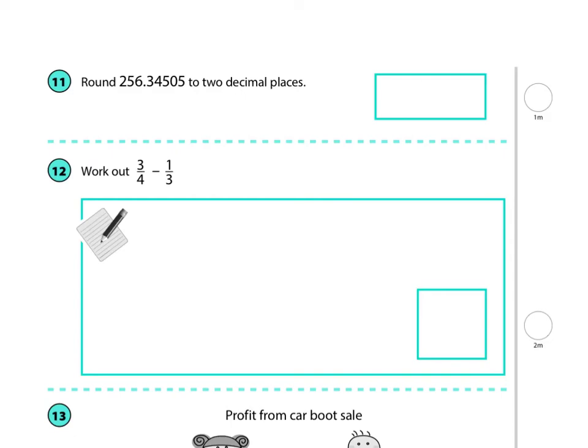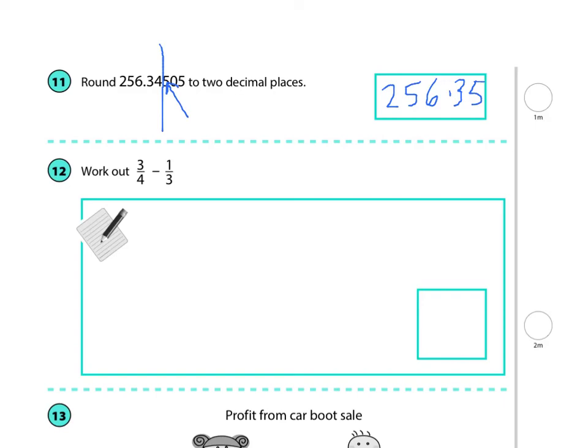Round 256.34505 to 2 decimal places. So rounding to 2 decimal places means our answer must have 2 digits after the decimal point. So you can think of this as being cut off as shown. Now, my answer might stay as 0.34, or it may go up to become 0.35. The digit that's going to tell me whether this happens or not is the digit immediately after the cut-off point. Anything 5 or more means we are going to round up. So in this case, I am in fact going to round up, and my answer will be 256.35, because I round up that last digit.